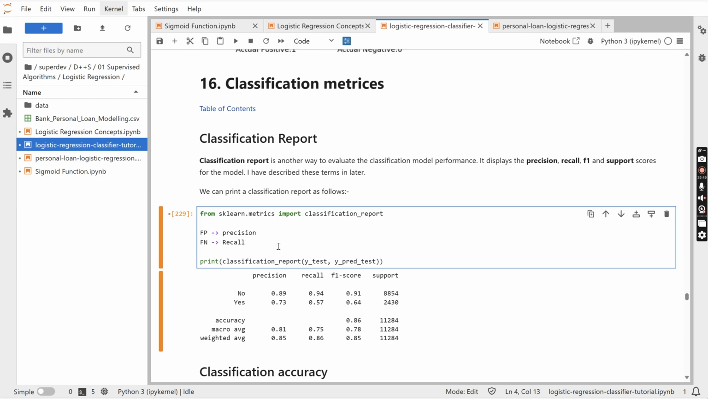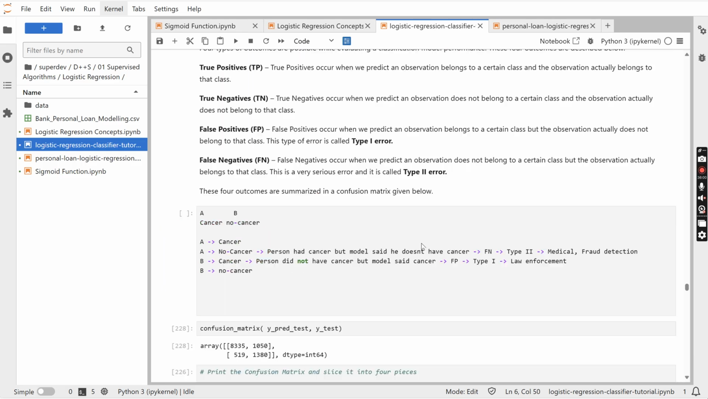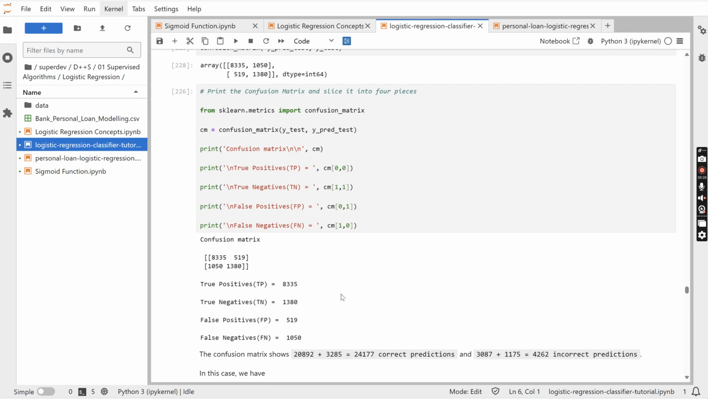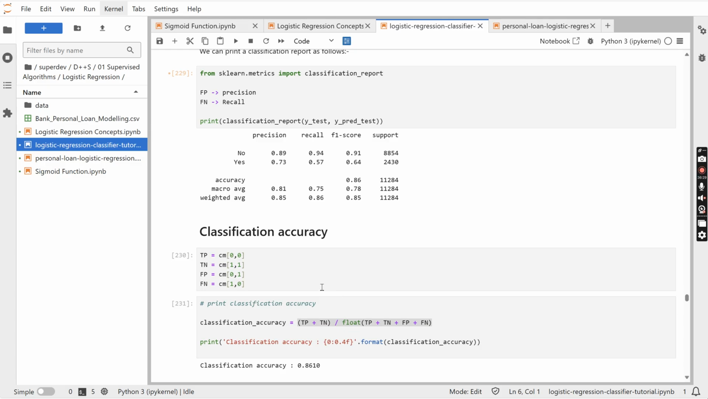Correct. See, it depends on the use case and what the business is asking. For some cases, especially medical cases, as we have discussed, false negative should be the important one. Recall should be the important one. Precision is a good metric, but recall should be given more preference there, especially for medical and fraud detection. For law enforcement, precision should be given more importance. So again, it depends on the use case.